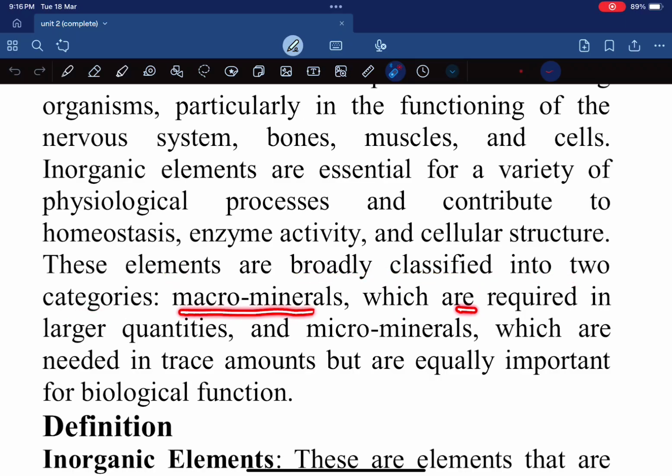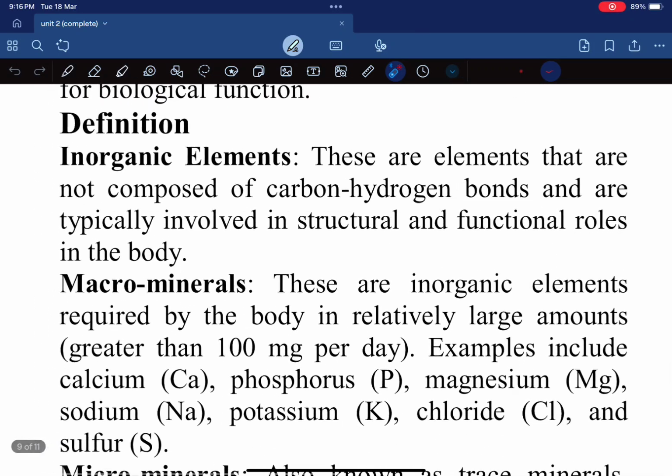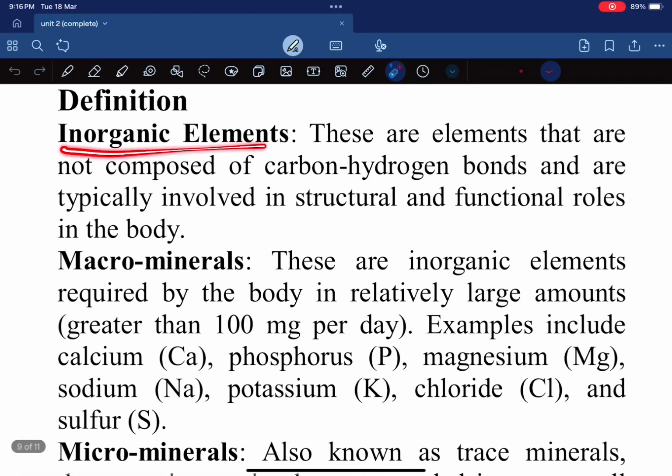First, macrominerals, which are required in larger quantities, and microminerals, which are needed in trace amounts, or tiny amounts, but are equally important for biological functions. Definition of inorganic elements: these are elements that are not composed of carbon-hydrogen bonds and are typically involved in structural and functional roles in the body.